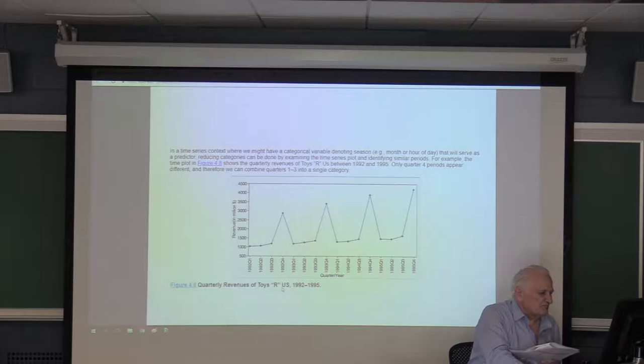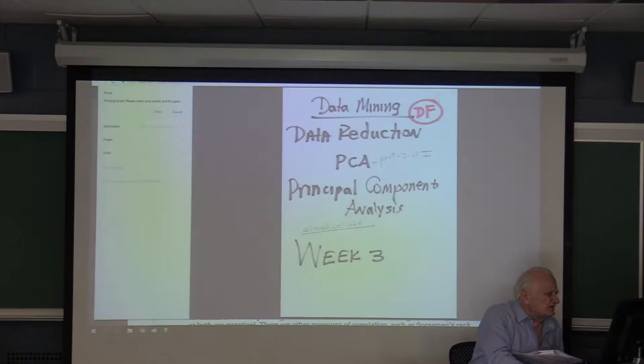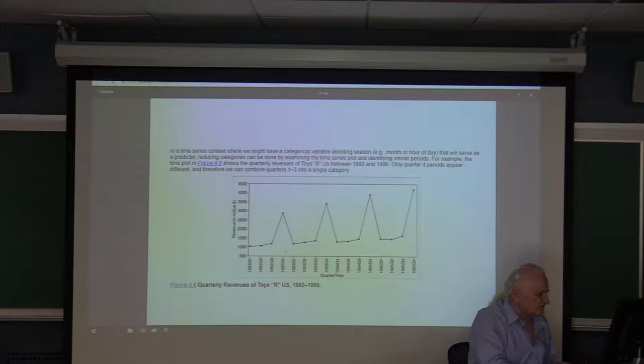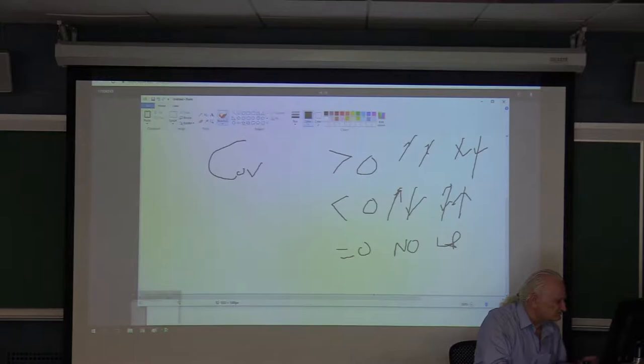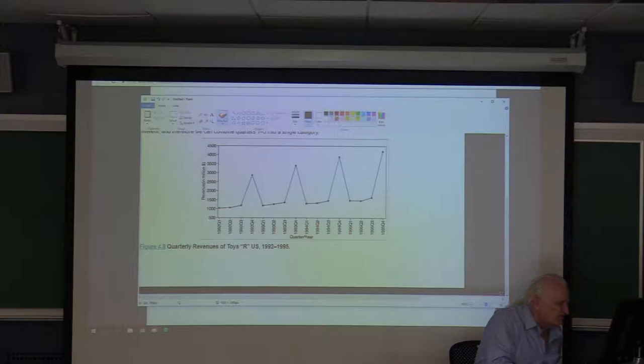You can read about this. Let me skip this because this is just another instance where you have the data for it. The data is the Toys R Us revenues, and if you look at this, this is basically a time series.